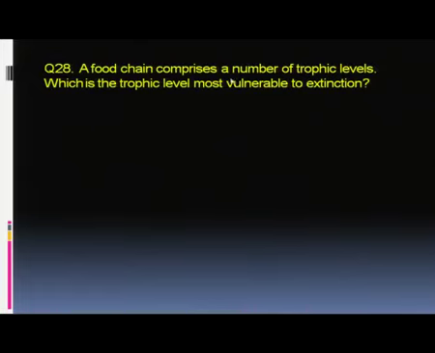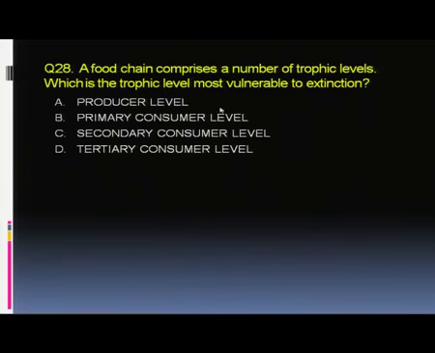Next, a food chain comprises a number of trophic levels. Which is the trophic level most vulnerable to extinction? We know the trophic levels in a food chain. These are the producer level, primary consumer level, secondary consumer level and the tertiary consumer level. So, which one do you think will be the most vulnerable? Yes, obviously the one which is showing the least number, and in most cases we see that there are more producers as compared to the primary consumers, followed by the secondary consumers and tertiary consumers which are lesser and lesser in number. So, what will be the correct answer?